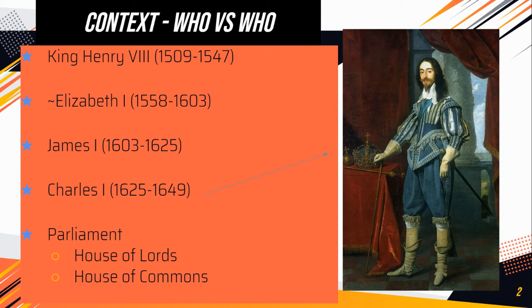Now, Charles I, our next person, our last person on this list, is the main character of the English Civil War. He rules from 1625 to 1649. He is James I's son. And basically, for right now, what we got to know is that he hates Parliament. He wants to have all the power to himself, does not want to share any power with Parliament.